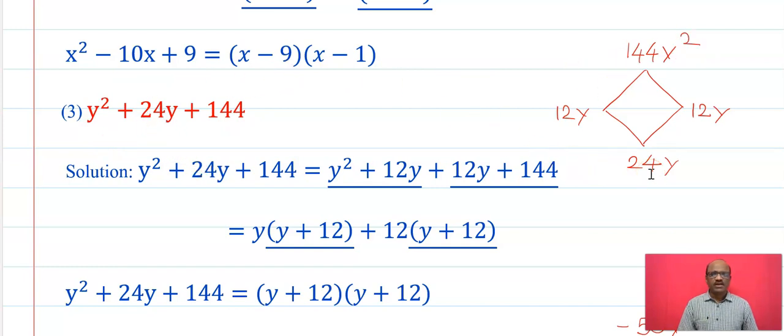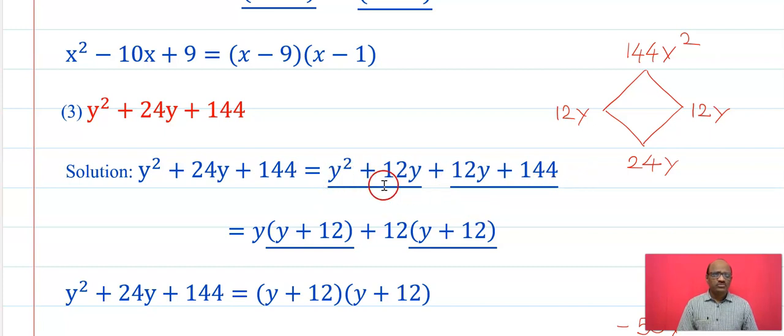Is 24y. मग असे कोणते दोन नंबर्स आहेत की ज्याचा सम 24y आणि प्रॉडक्ट किती आला पाहिजे तर 144y square. It's clear that तो 12चा वर्ग आहे, 12चा स्क्वेअर आहे, that is 144, and 12 plus 12, 24. Therefore, the factors are very easy. y square plus 12y plus 12y plus 144.